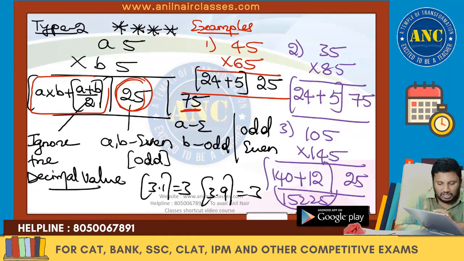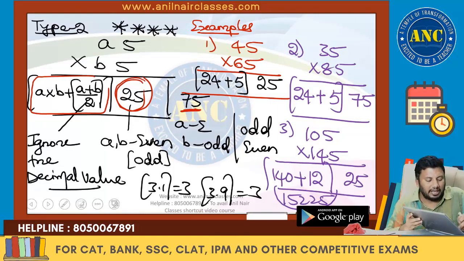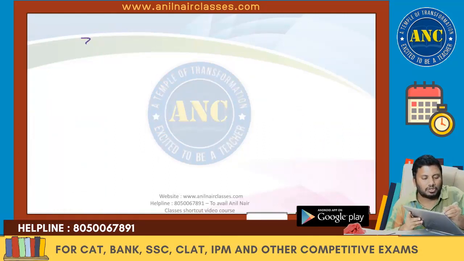45 into 65. Even 5 into even 5, last two digits is 25. 4 6s are 24 plus 10 by 2, 5. 3 8s are 24 plus 11 by 2, 5.5, so 5. Even 5 into odd 5, 75. 10 14s are 140, 15225. I hope you can do it for odd examples also.